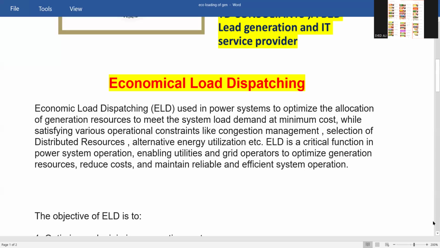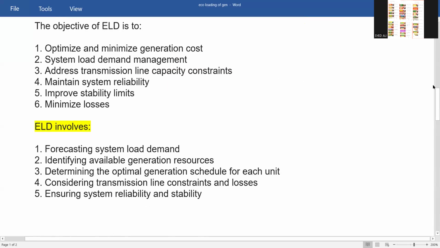Although we still do not have the infrastructure for economic load dispatching or even the management of transmission lines, and we do not have any flexible AC transmission system devices in Pakistan at all, this does not mean that our students and engineers should not know about this. So what is the objective?